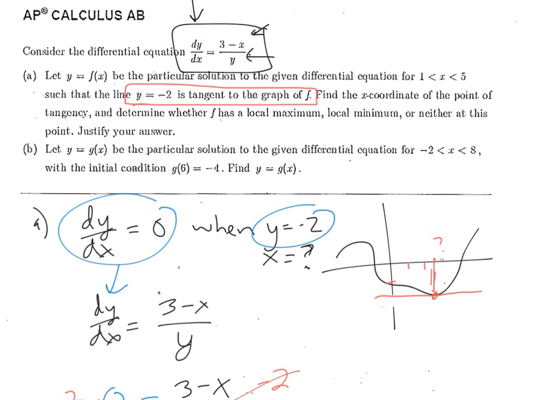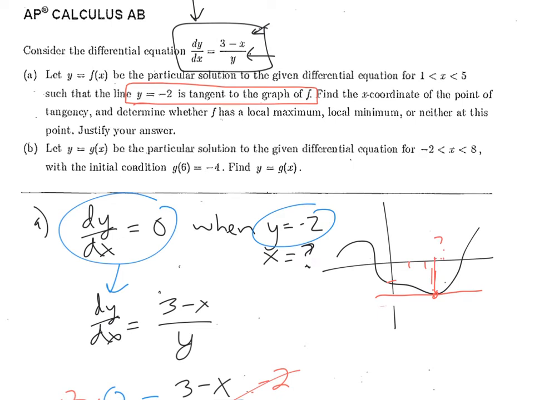So let's see how we're doing. Find the x-coordinate of the point of tangency. So that one is x equals 3. Part 1 done. Determine whether f has a local maximum, minimum, or neither at this point. So now I need to consider the graph of f, which is my solution. Right here, I did a rough sketch of a possible graph, having no idea what it looks like. But I need to figure out, is it actually a minimum? It looks like I drew it as a minimum, and that was just, again, a random graph. Is it a minimum, maximum, or neither?